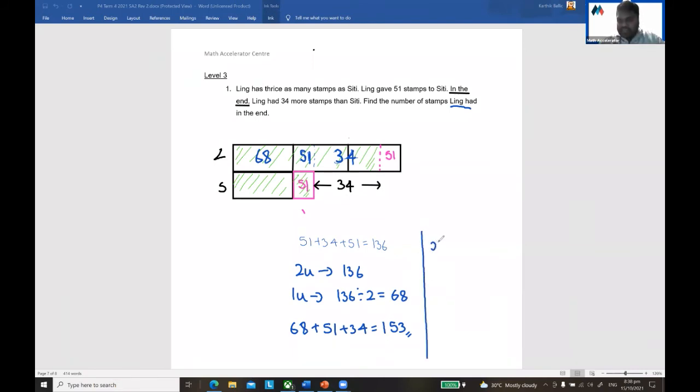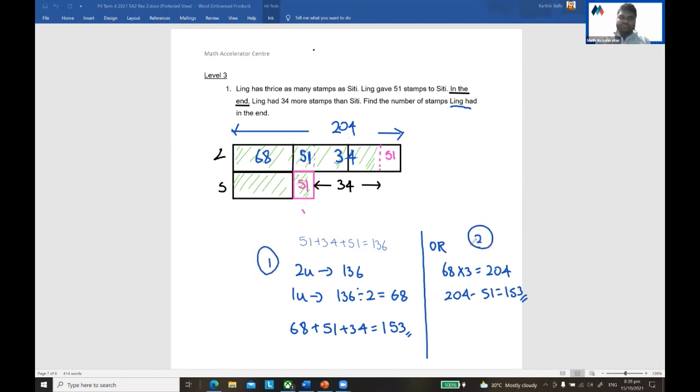Or another method, you can go and find out for 3 units here. This whole 3 units, which is 68 times 3, which is 204. Then 204, she gave away 51, right? So 204 minus 51, you'll also get 153. Either method is correct. Okay, do you all prefer method 1 or method 2?